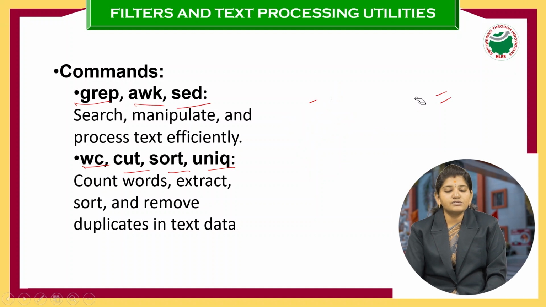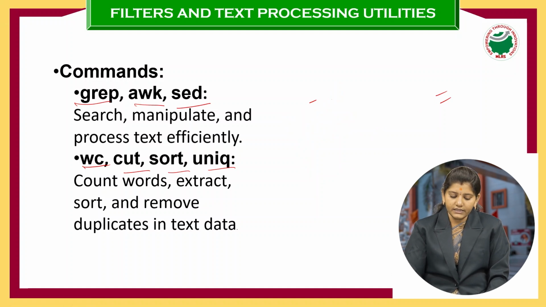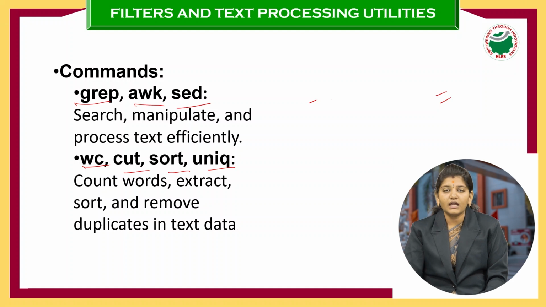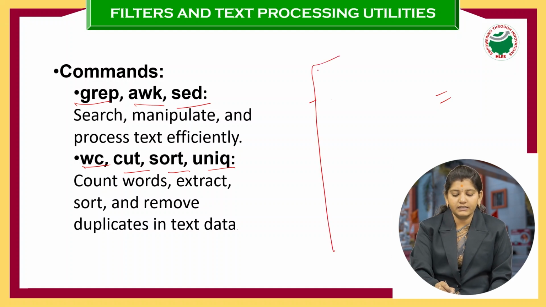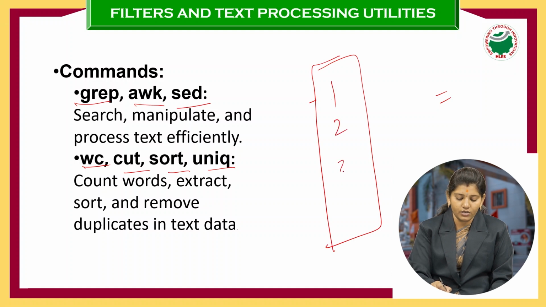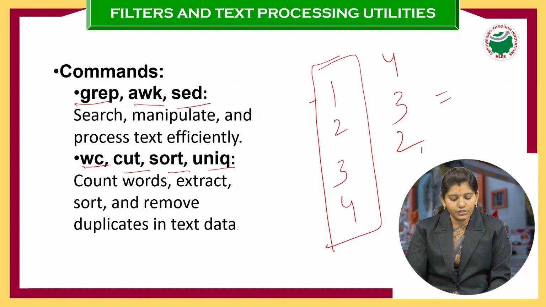Cut is used to extract the data, and sort is used to analyze it, in ascending or descending order. And then unique is used to remove all the duplicate data that we stored. So these are the filters and the text processing utilities.